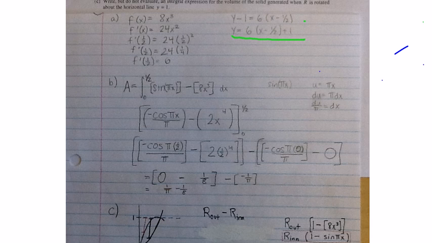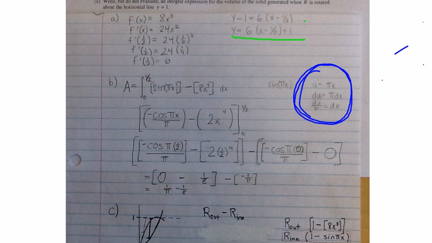So we had a u sub over here. Can't forget our u sub. And u is pi x. And then the du would be pi dx, excuse me. And then you have to divide by pi to get dx by itself.